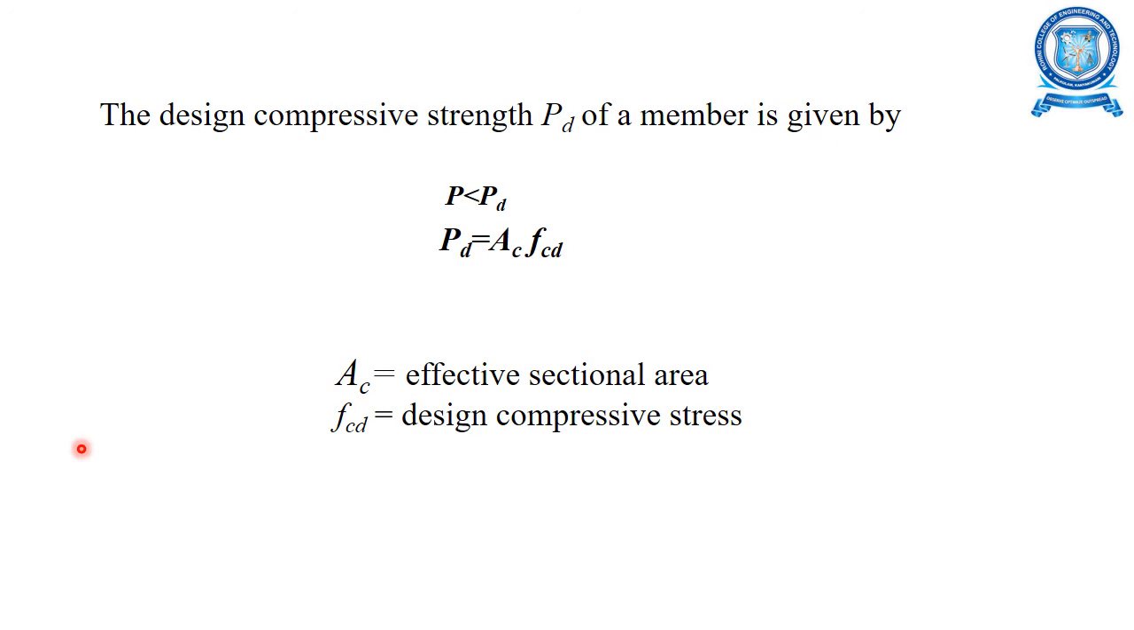In the last slide we saw the buckling class of different cross sections of steel members. Now we have to find out the design compression strength PD. So PD is equal to AC into FCD. AC is the effective sectional area and FCD is the design compressive stress. Now we have to find out the design compressive stress.